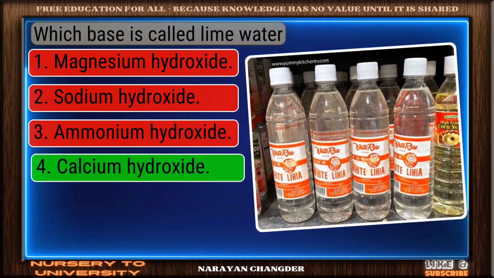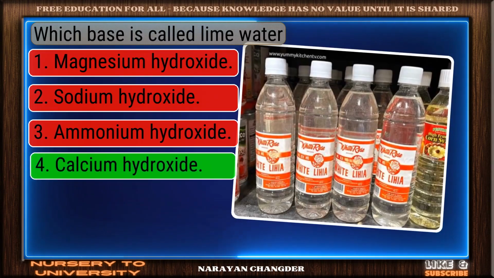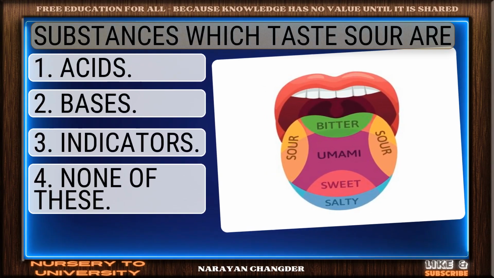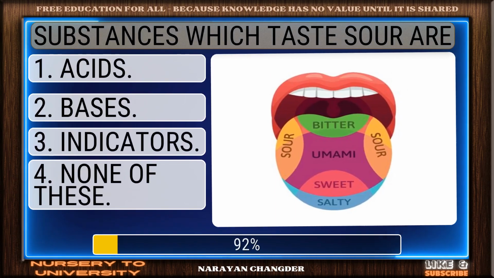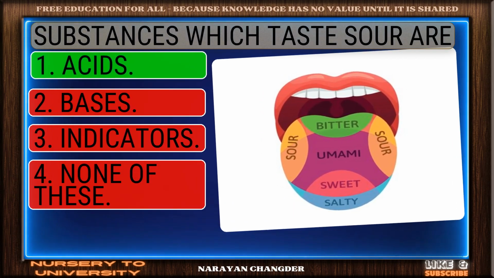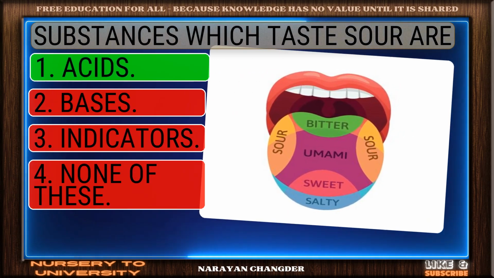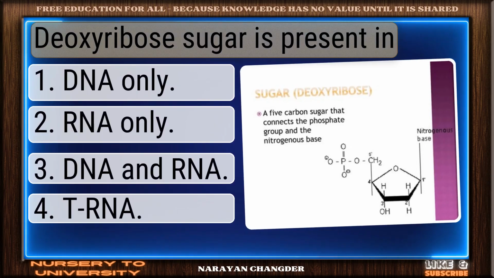Solid response. Calcium hydroxide is a valid choice. Question number 132. Substances which taste sour are. Great job. Acids is the accurate answer. Question number 133. Deoxyribose sugar is present in?